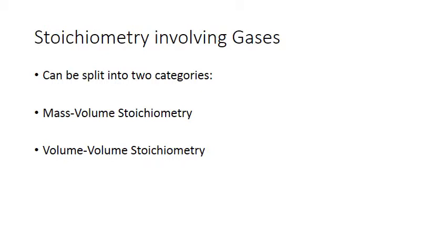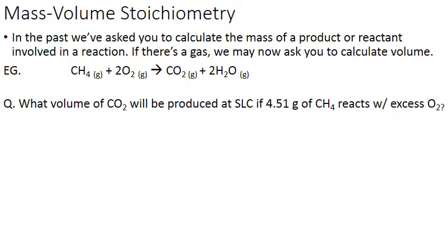The good news is it's not any more difficult, and in some respects volume stoich especially is actually a little bit easier. So let's have a look at mass volume stoichiometry. In the past, we've asked you to calculate the mass of a product or reactant involved in a reaction by, for example, giving you, say, a mass of CH4, asking you to work out what mass of H2O will be produced at the end, for example. You've then taken that mass value for CH4, converted it into mole, used the mole ratio to work out how many mole of H2O we should end up with, and then backwards converted using molar mass to the mass of H2O.